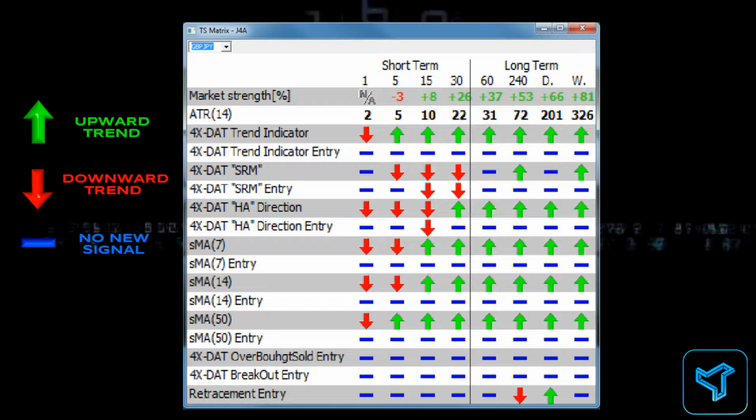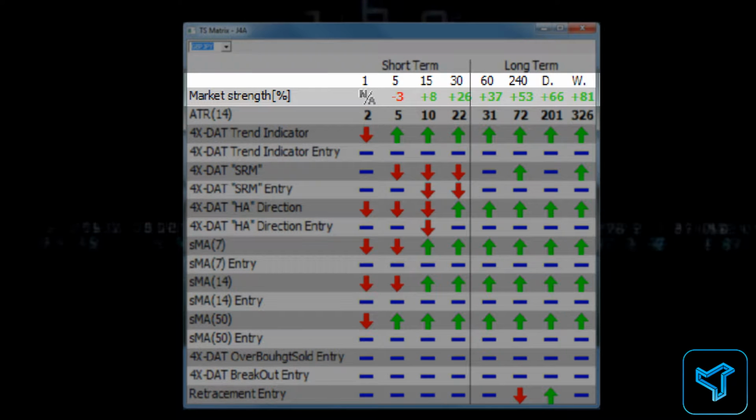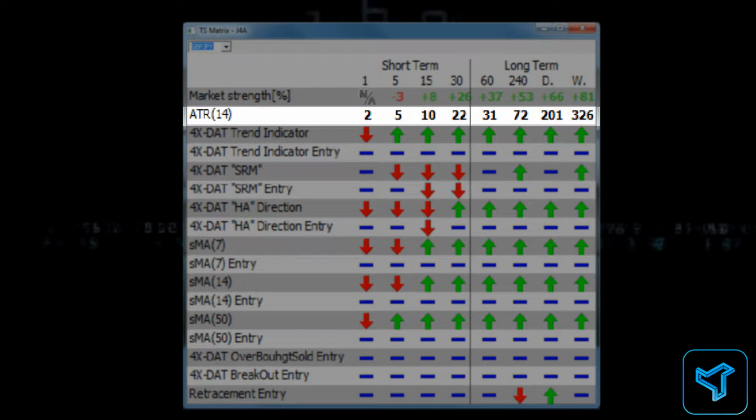Entry signal lines will show blue lines most of the time, and present arrows only when an entry based on this signal is appropriate. At the top, we have the market strength percentage, which is presented as a number rather than an arrow. This would be the same number that we would see in the Trends module when we right-click on the page and the arrows change to a numerical value. The next line is ATR, Average True Range, also specified by a numerical value, which represents the range of movement in pips that a pair experiences over 14 periods for each of the respective time frames.